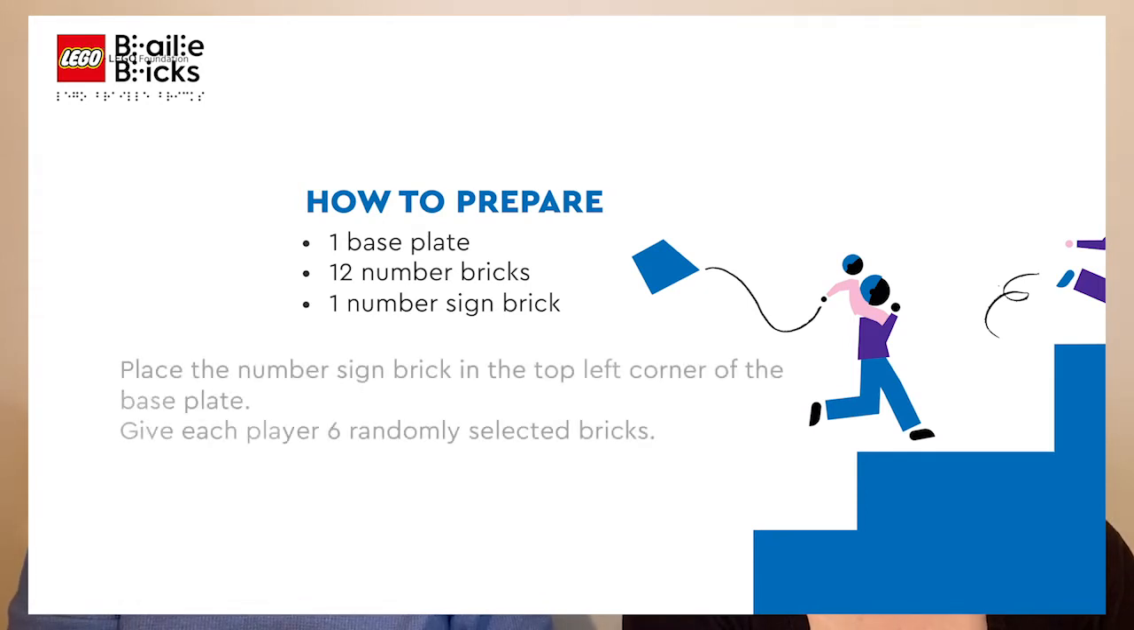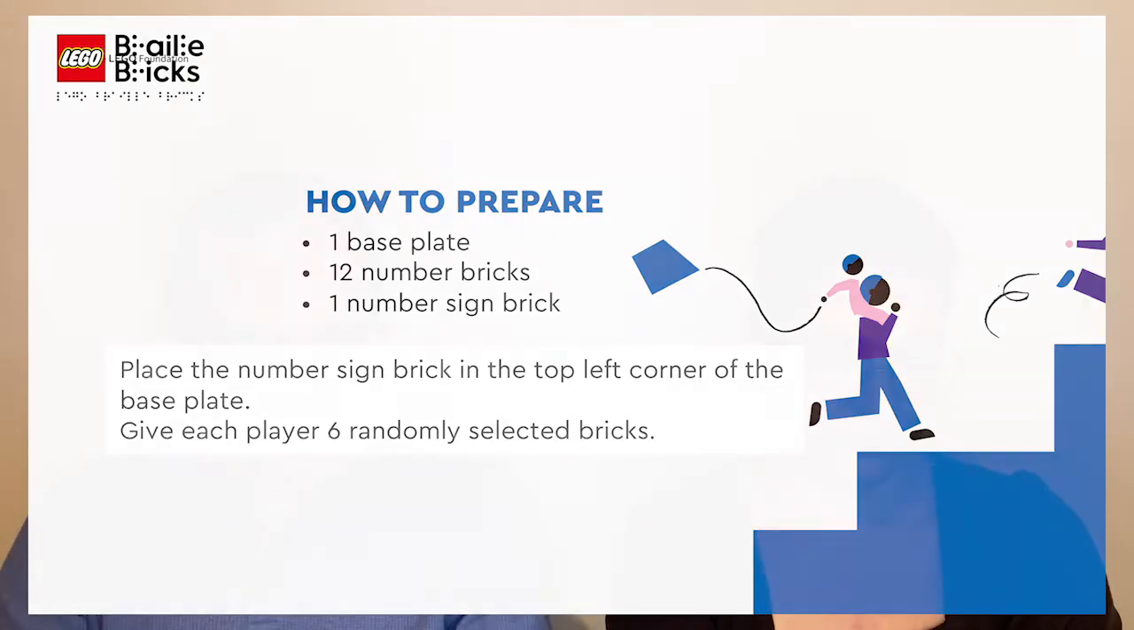And you don't have to do that, but just a few words about the number sign. As Marie has said, we suggest to place the number sign brick in the top left corner of the base plate to indicate that everything on the base plate are numbers. And we are going to go straight to this short video.